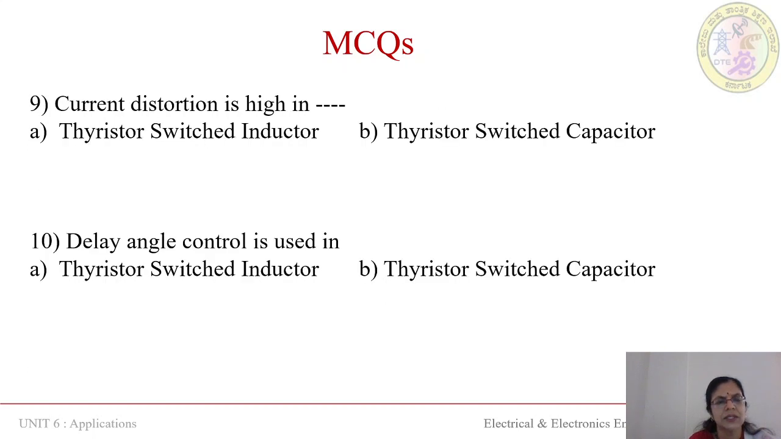Next, current distortion is high in thyristor switched inductor or thyristor switched capacitor. Answer is thyristor switched inductor. The last one, delay angle control is used in thyristor switched inductor or thyristor switched capacitor. Answer is thyristor switched inductor.